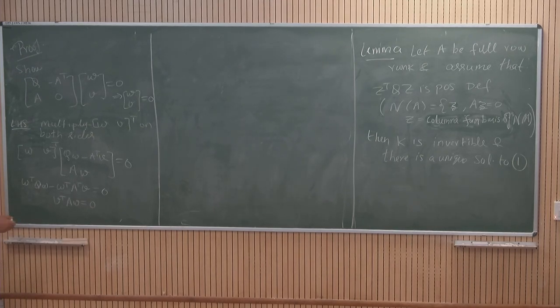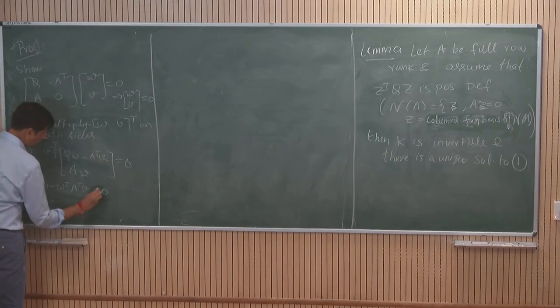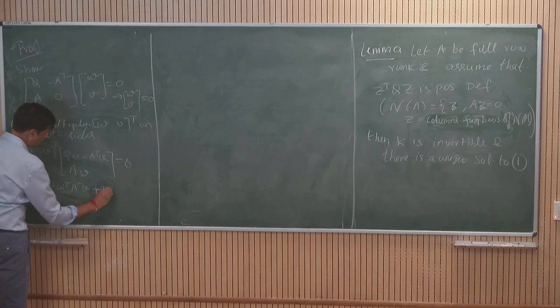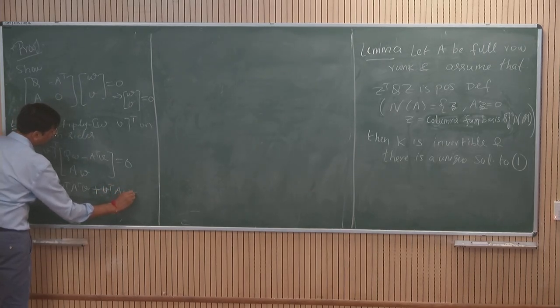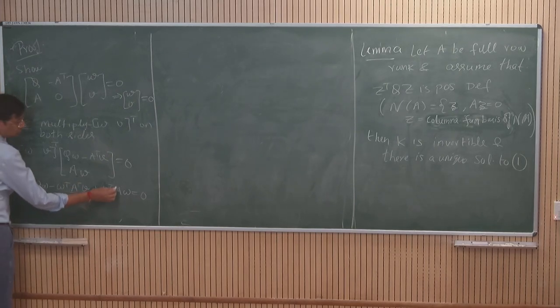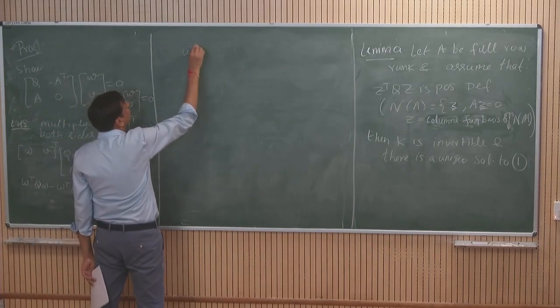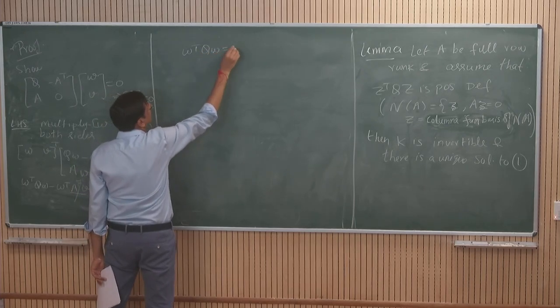No, I did something wrong. This into this plus this into this. So this is plus V transpose AW equal to 0. Correct? This is nothing but V transpose A, and this is W. A transpose B and B transpose A, that's what it's written. So these two will cancel out. Correct? So what do we get? We get that W transpose QW is equal to 0.